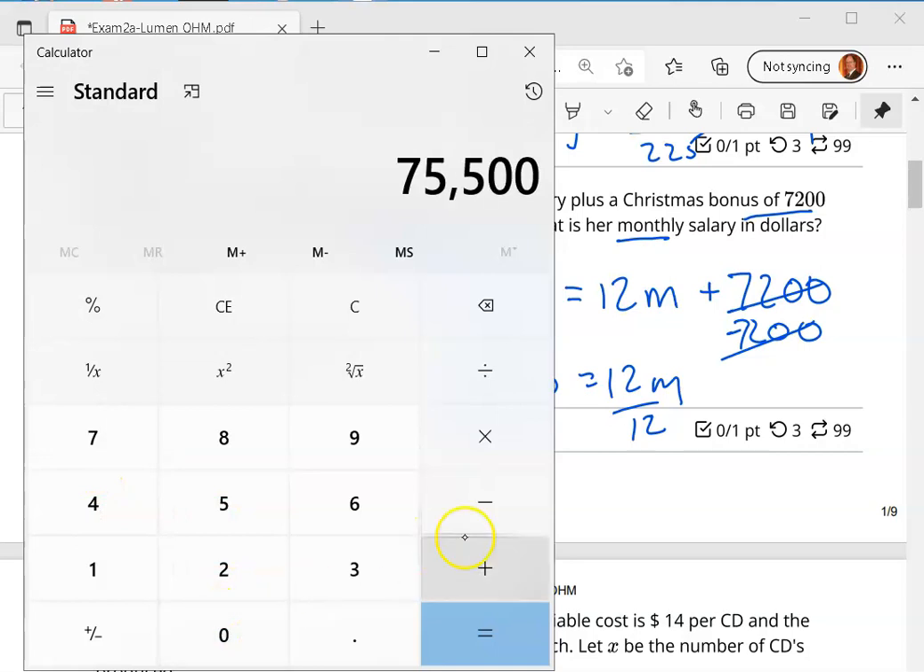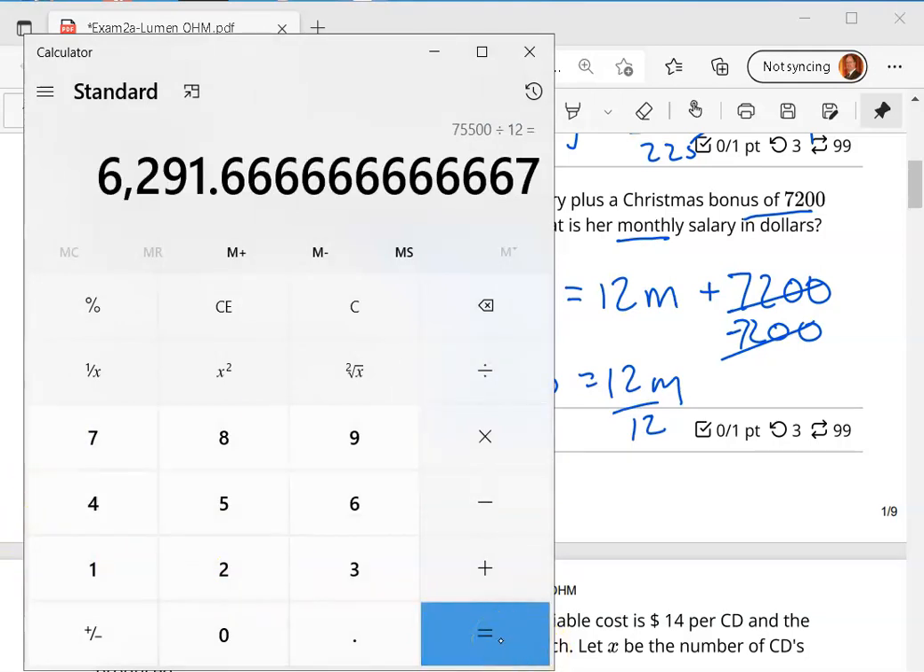$75,500 divided by, what was the number? 12. 6291.66. Round it up to 6291.67.